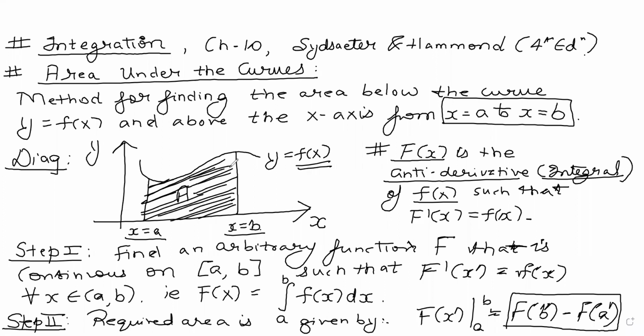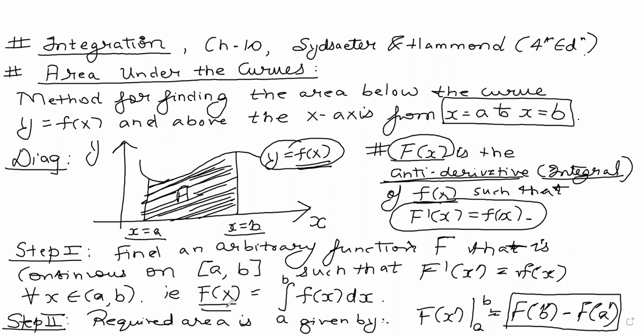So how will I find this shaded area? We are given the function small f of x. The objective is to find the arbitrary function capital F, where capital F is the antiderivative of small f, such that when you differentiate capital F of x, you get small f of x. The other way of saying it is that capital F of x is nothing but the integral of small f of x dx as x goes from a to b.